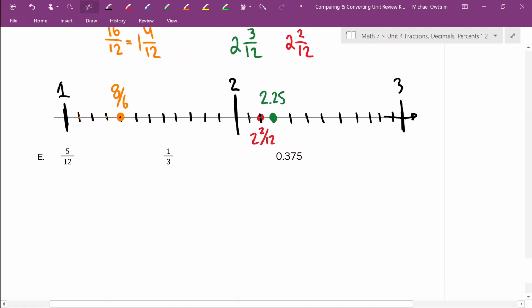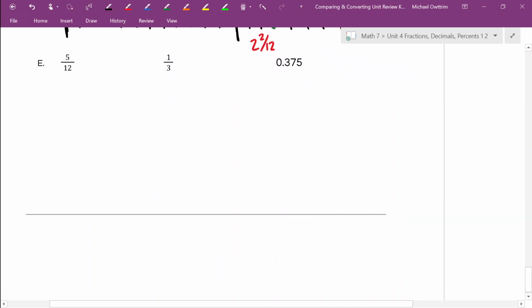Perfect. Okay, and last one here, we've got 5/12, 1/3, and then our 0.375. With that, I'm going to want to convert that decimal to a fraction. So I've got 375 out of 1,000. Both of those end in 5 or zeros.